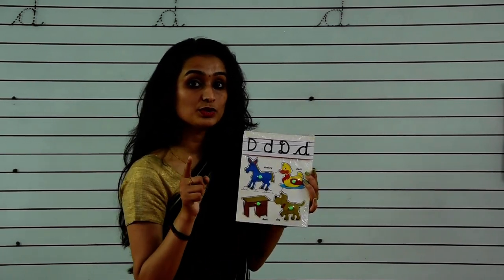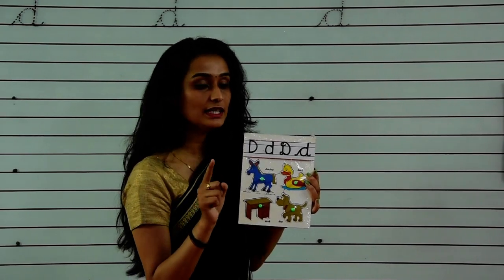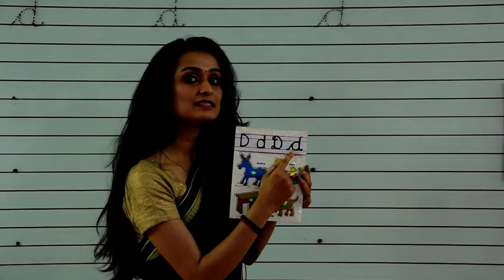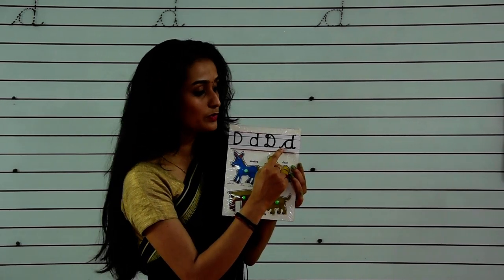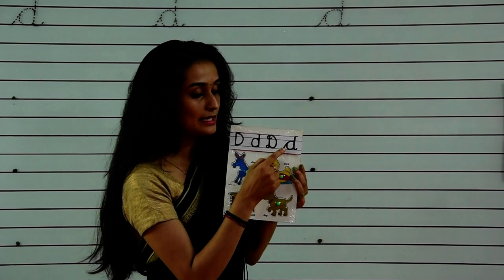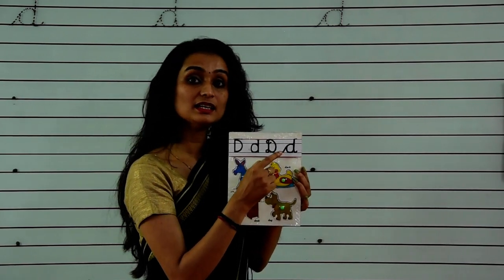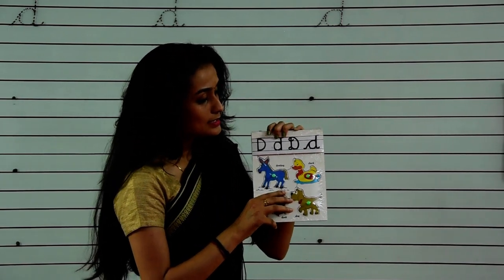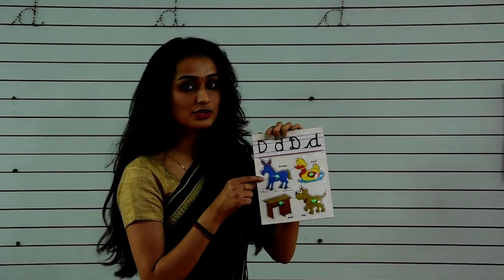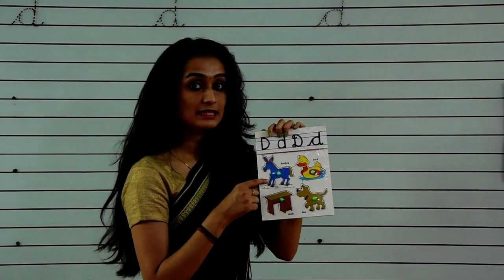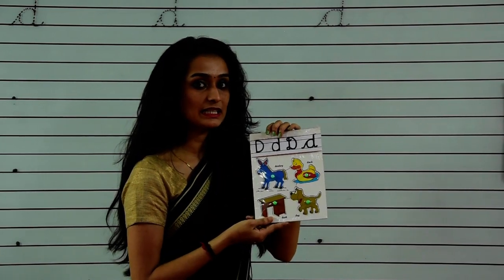Today we are going to read small cursive D, and small cursive D is this one. Small cursive D is also written between the first, second and the third line. Okay kids? As you can see, here are some pictures below these formations. So let's see what all pictures these are.